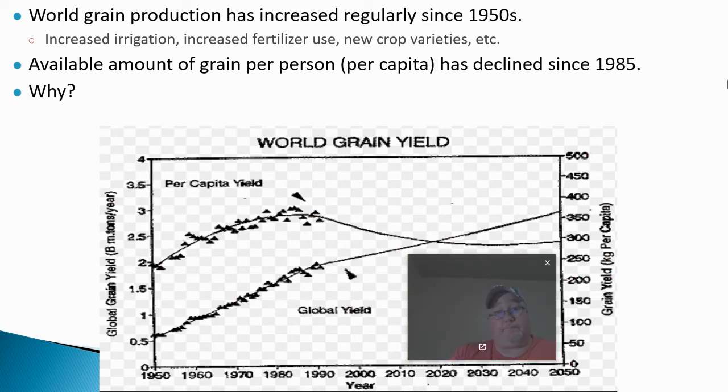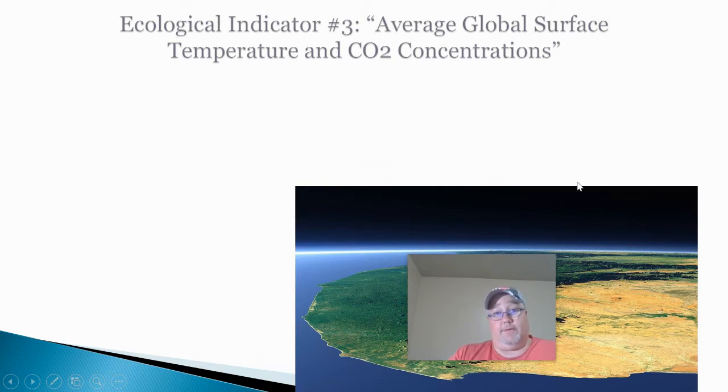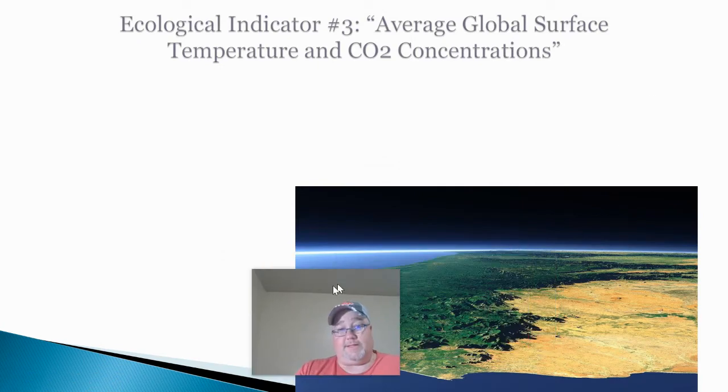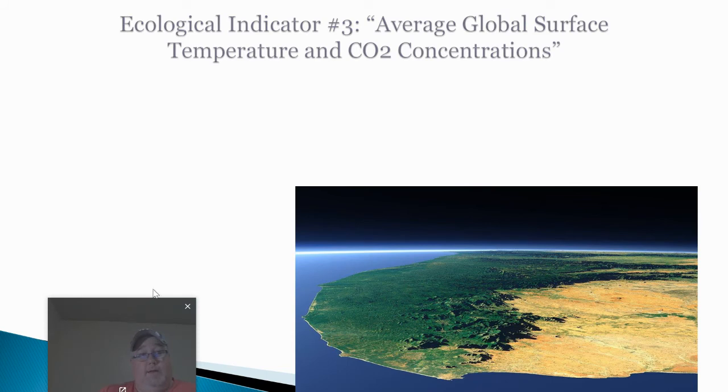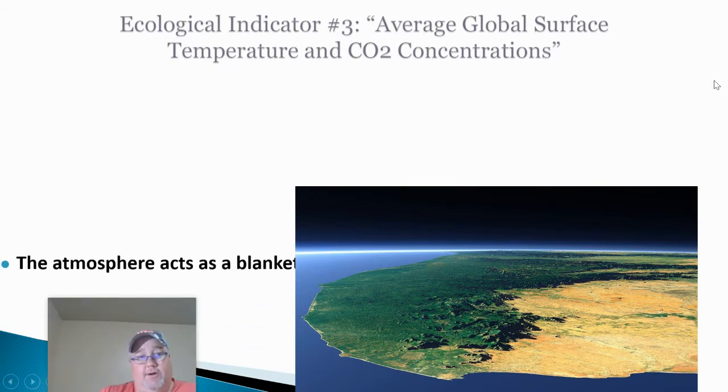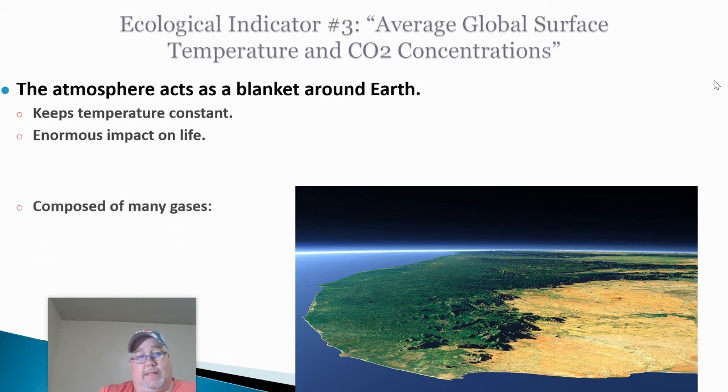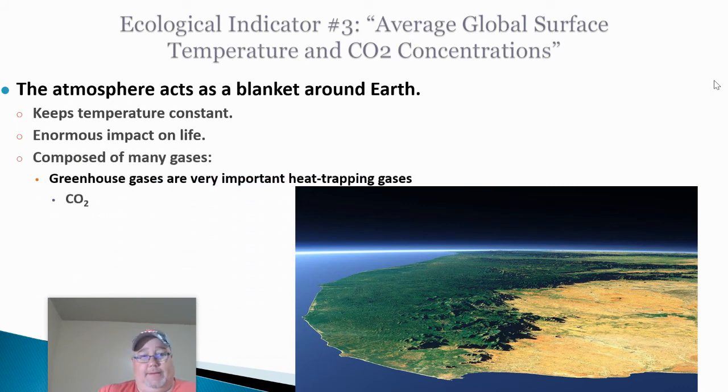All right, a couple more things here I want to get to. Number 3, let's move myself again. The third indicator is average global surface temperature and carbon dioxide concentrations. We're going to talk this year a lot about climate change and the temperature of our planet and all these things. But just real quick, greenhouse gases.